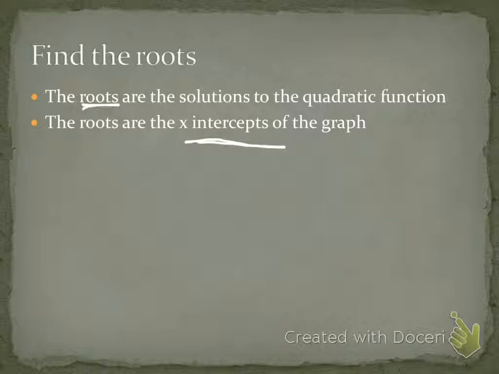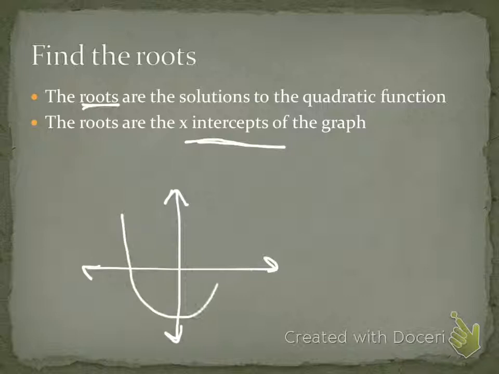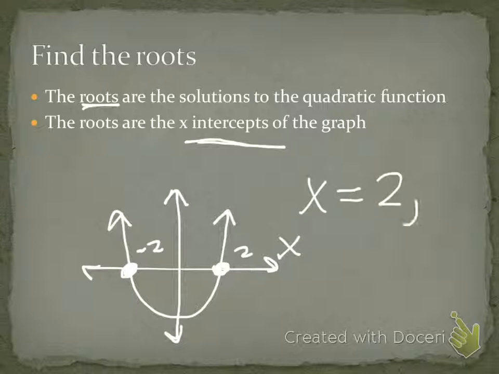So let's say this was the graph of our parabola here. This is my x-axis, and where this parabola crosses the x-axis is going to be my roots, or the solution to the quadratic function, okay? So let's say this one looks like a -2 and a +2. So my roots would be x equals +2 and -2. It's just where the quadratic equation crosses the graph.